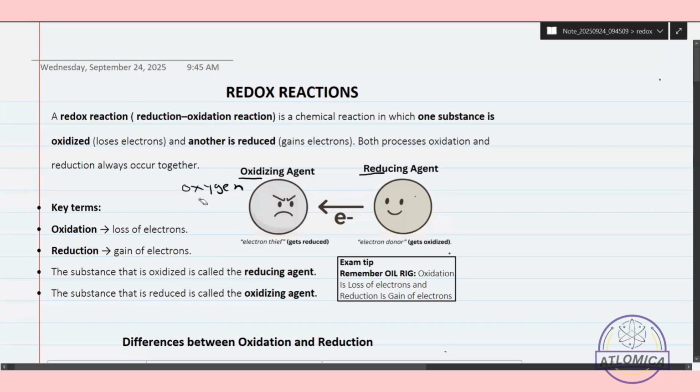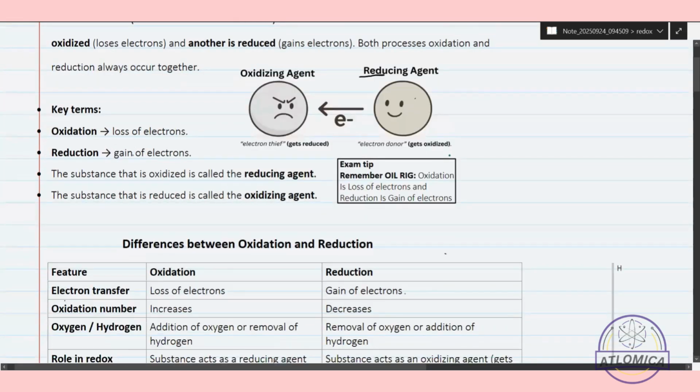So the key terms to memorize in this chapter: oxidation is the loss of electrons and reduction is the gain of electrons. And again, the substance that is oxidized, meaning the substance from which the electrons are taken away, is called the reducing agent. Like hydrogen is the reducing agent. And the substance that is reduced is called the oxidizing agent. So the oxidizing agent is the one that takes away electrons, and would also get reduced.